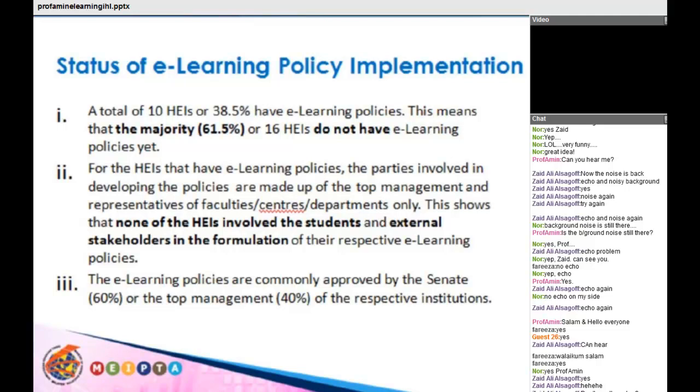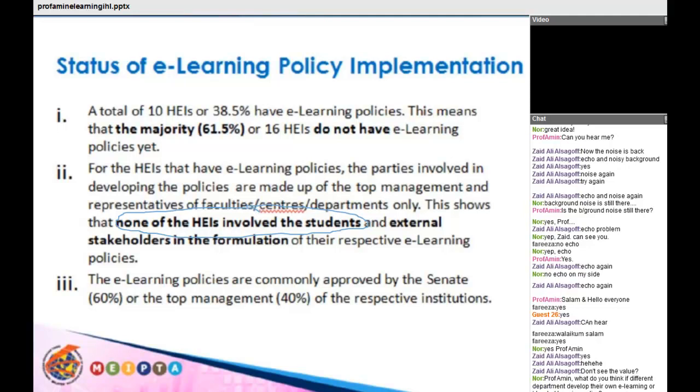But we also found that as far as formulating the policy, none of the stakeholders were involved. Meaning to say, buat sendiri lah. The policy was developed by the university, maybe internally. But I think it's also important when you create this policy to try to get especially the end users, the students, to say what they want and so forth, and also to involve some stakeholders.